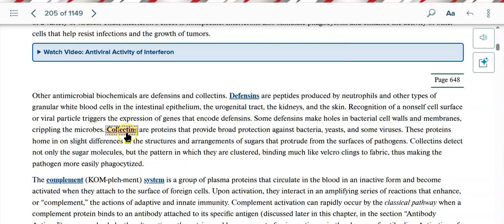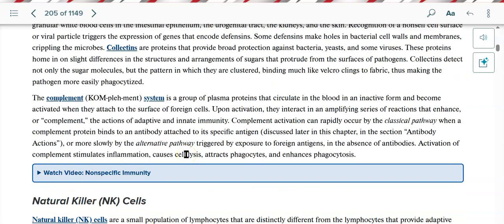Then collectins, as the name sort of implies, will collect. They will round up bacteria, yeasts, and viruses. They home in on slight differences in the structure and arrangement of the sugars protruding from the surfaces. Those are the antigens. The collectins detect not only the sugar molecules, but the patterns in which they're clustered and bind like Velcro to fabric, making the pathogens cling together. They collect them, and then a macrophage or other phagocytic cell can come along and grab a whole bunch of them at once.